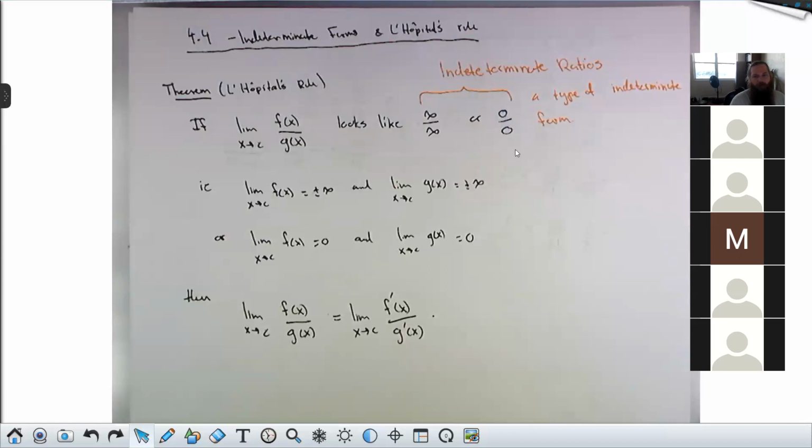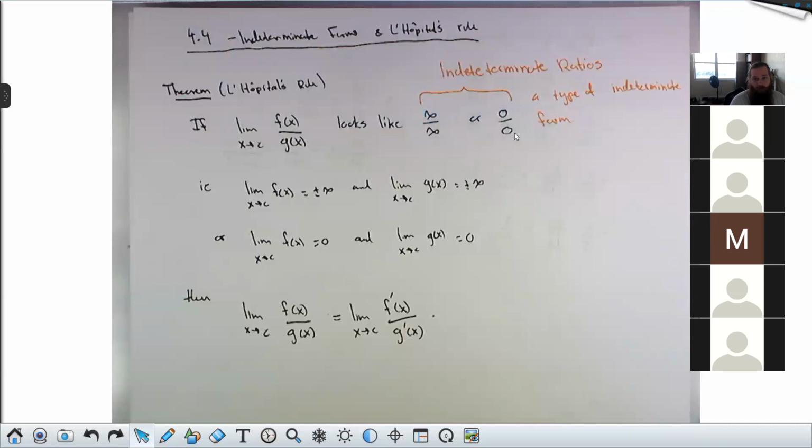All of those limits that defined a derivative first looked like 0 over 0. All of that h to 0 stuff that we did at the start of the term, if you just plugged in 0 there, the bottom would be 0 and the top would be 0. So these expressions are called indeterminate forms because just based on the symbols that are used to write them, infinity over infinity and 0 over 0, you can't tell what they are.